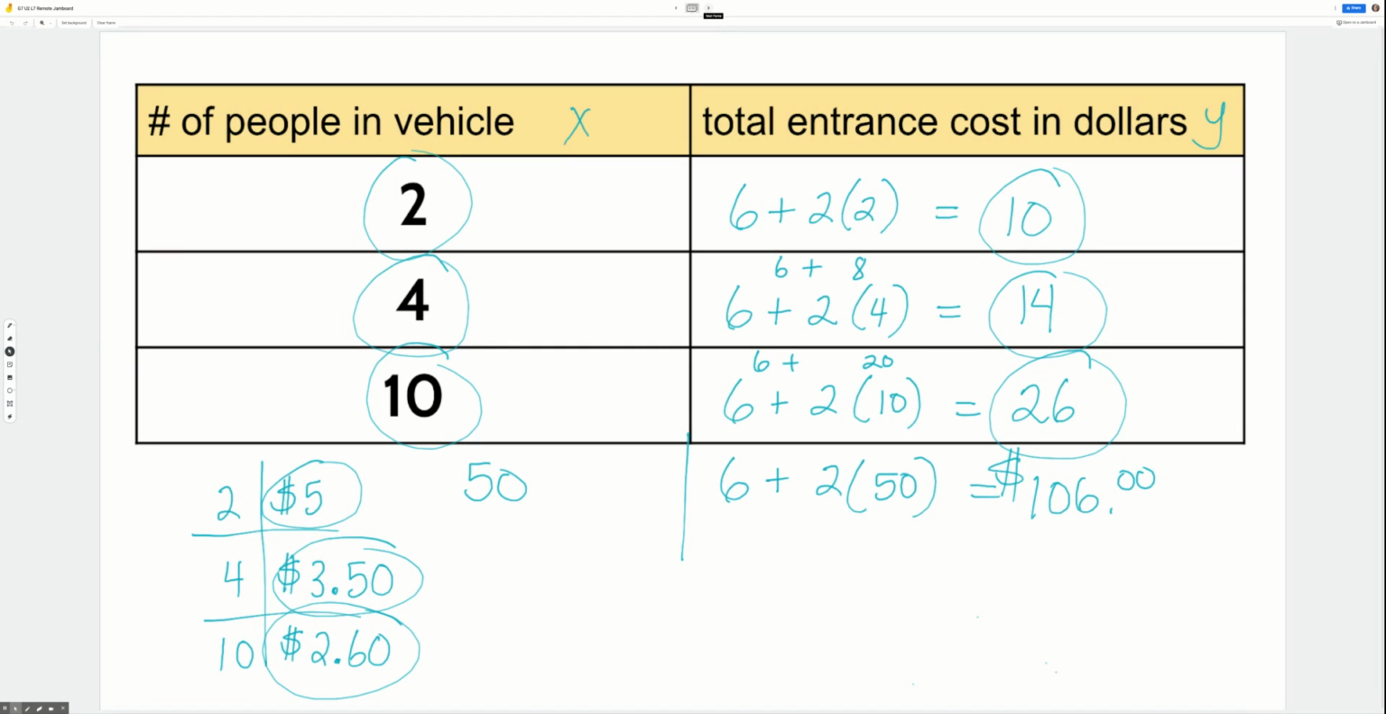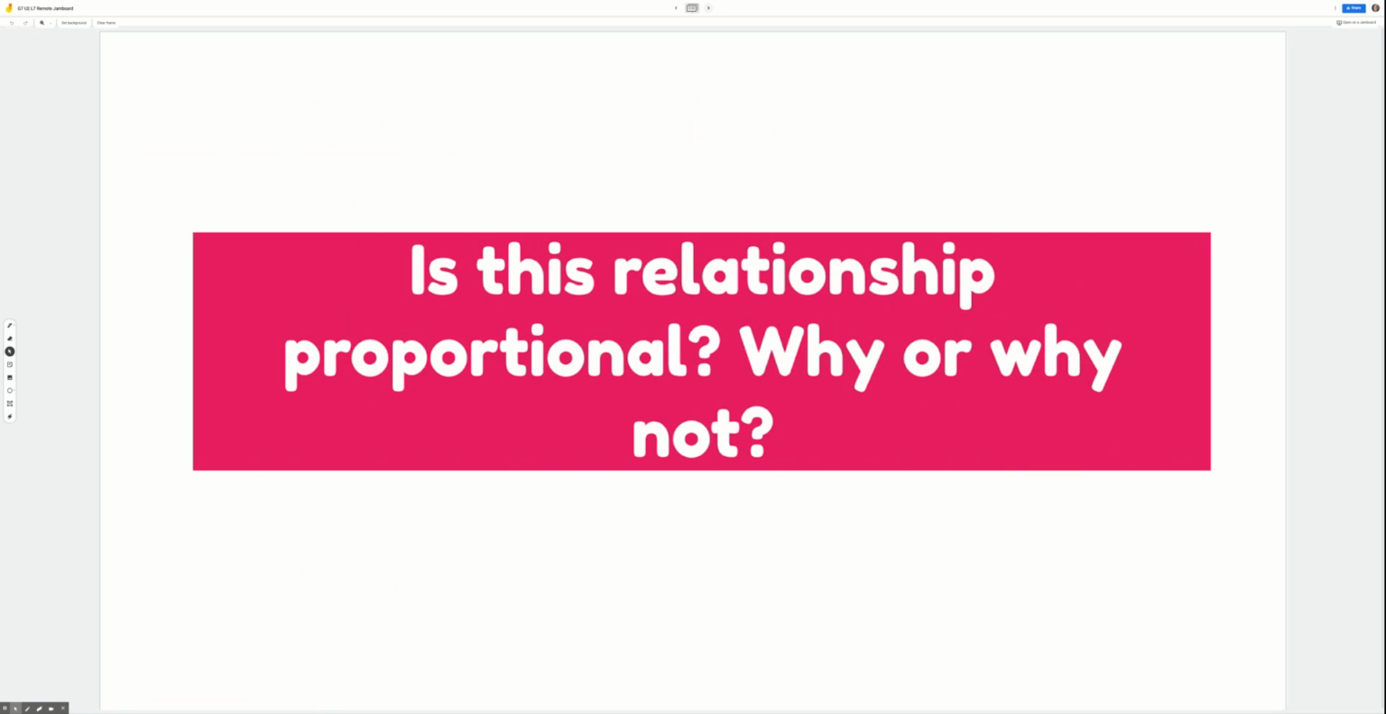And number 4 is really saying, is the relationship between the number of people and the total entrance cost a proportional relationship? Yes or no? Tell us how we know. And just like with that table, if you look back, every single scenario gave us a different per person rate, which is our constant of proportionality. And it was not the same every time, so it's not a proportional relationship. So you could write something along those lines.